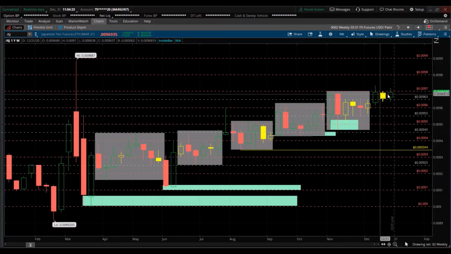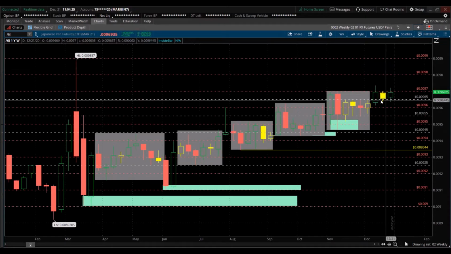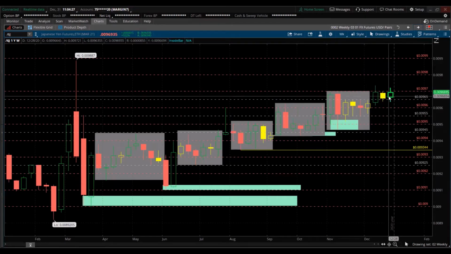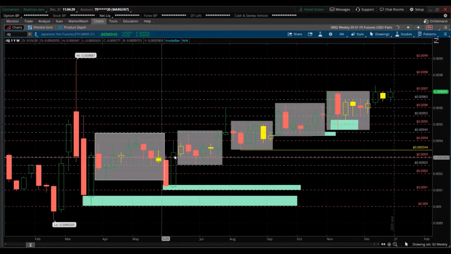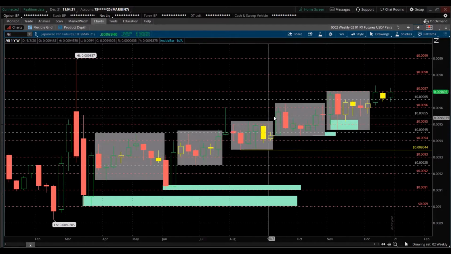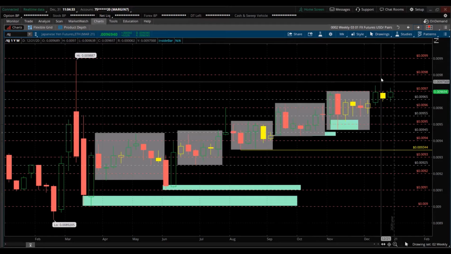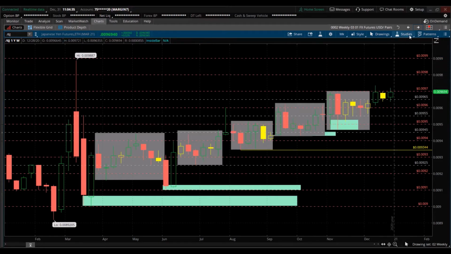Japanese yen. It's in a consolidation phase, and it's making several consolidations, a staircase pattern of higher highs. It's trending higher, giving strength to the yen and weakness to the US dollar. Again, the yen is a currency that's considered a safe haven. The US dollar is considered a safe haven. Japanese yen, Swiss franc. We already see the US dollar is weakened.